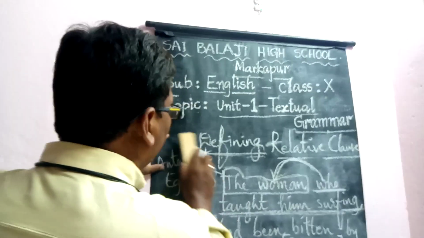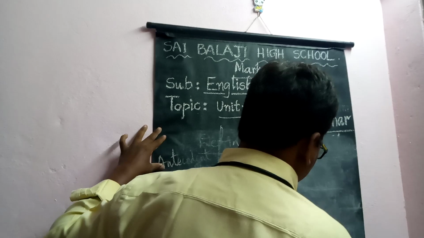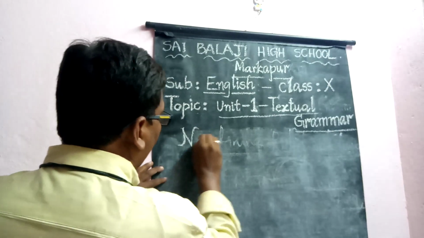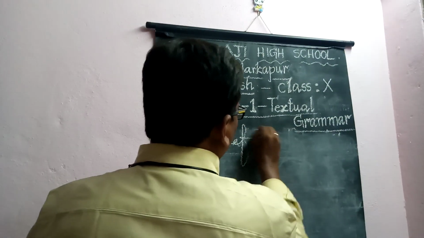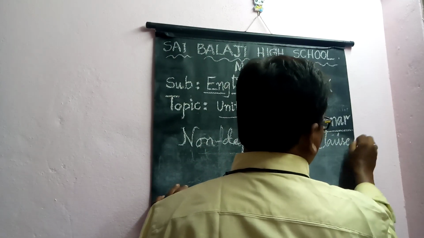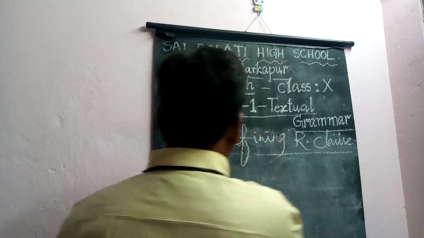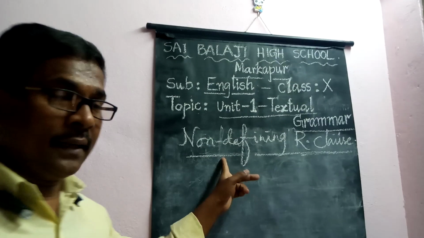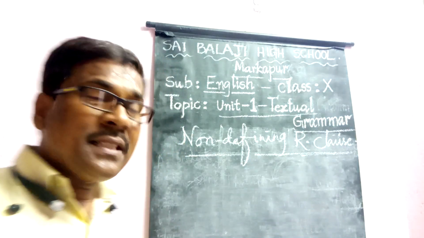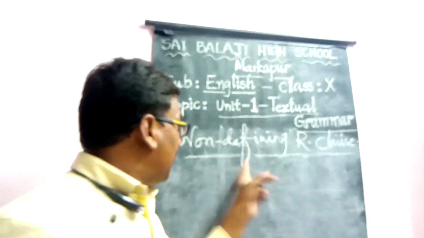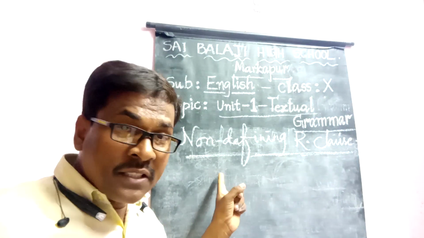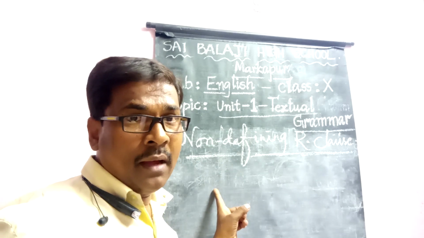Okay, next come to the non-defining relative clause part. Non-defining relative clause, the second one. Here, non-defining, in the title itself we have to understand non-defining. So the first one, defining, means the relative clause part defines the antecedent, but here it is non-defining, that means the relative clause part is not defining. Here it is not defining the antecedent, the subject.